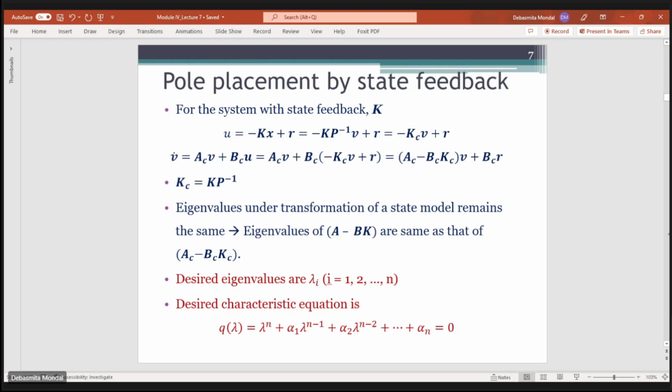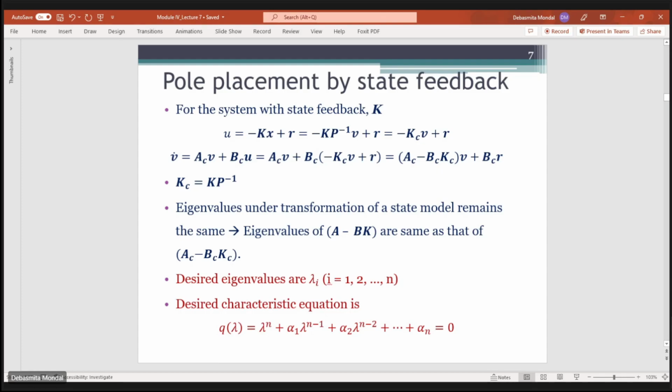Similarly, the expression of v dot is Ac v plus Bc into u. You substitute the value of u from the previous equation, and you will end up with the transformed state equation for the feedback system. In the feedback system, you have v dot equals (Ac minus Bc Kc) multiplied by v plus Bc into r.